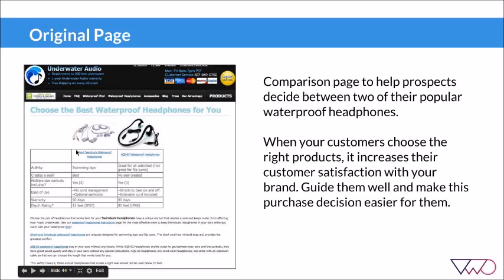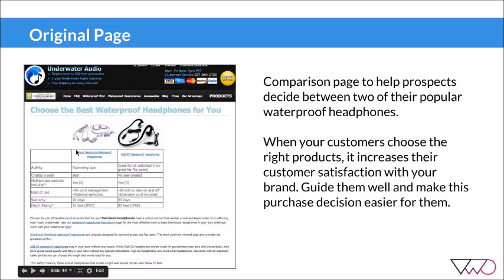Our fifth case study is about Underwater Audio, who increased online sales by 40.81%. It's an online store that ships an exclusive range of aqua products like aqua goggles, earbuds and headphones that work underwater, waterproof iPods. And again, their goal, like most e-commerce stores, I'm sure you're seeing the pattern over here, is to increase online sales. So here's their original product page, the comparison page to help prospects decide between two of their popular waterproof headphones.